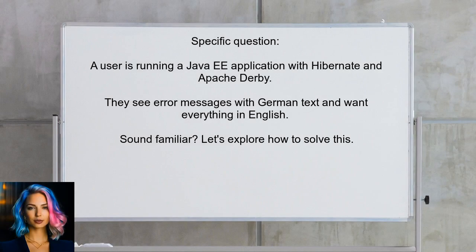Let's look at the specific question at hand. One user is running a Java EE application with Hibernate and Apache Derby, but they're seeing error messages that include German text. They want the entire message to be in English. Sound familiar? Let's explore how to solve this.